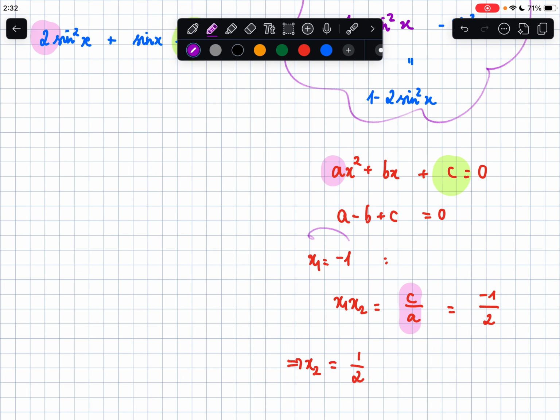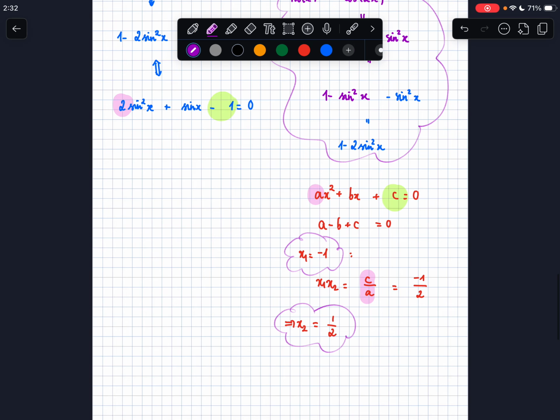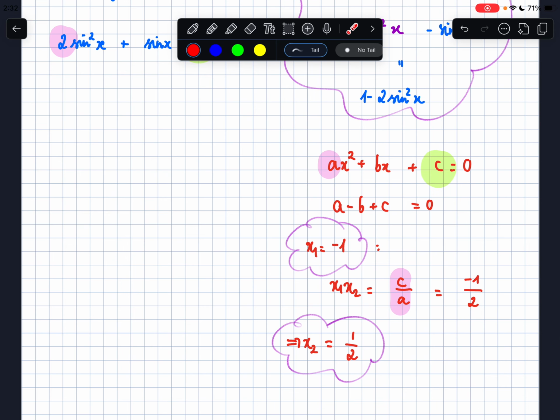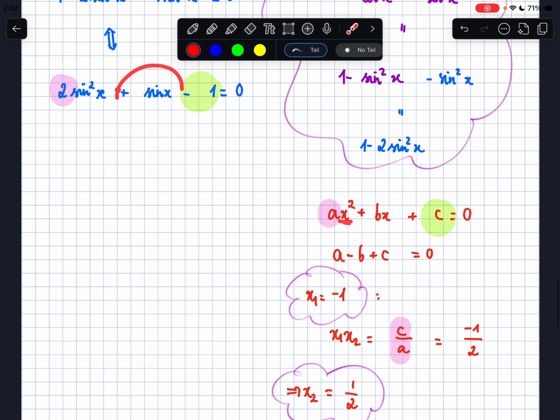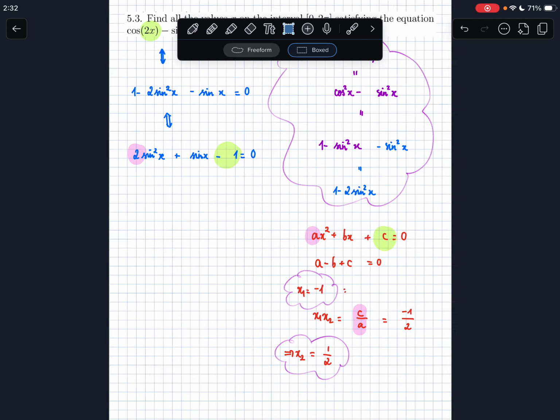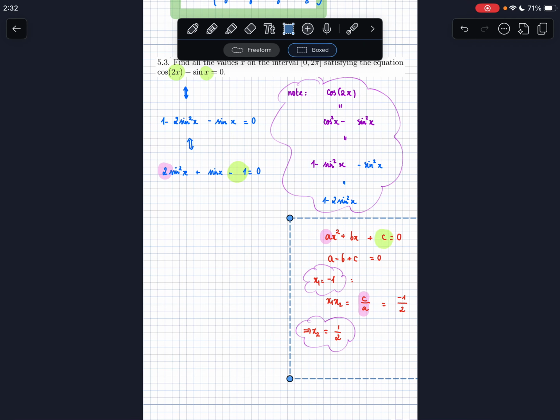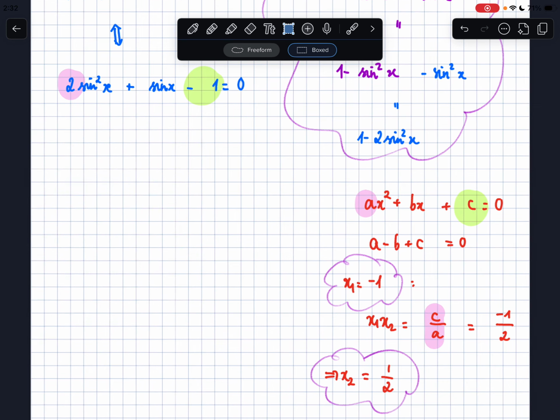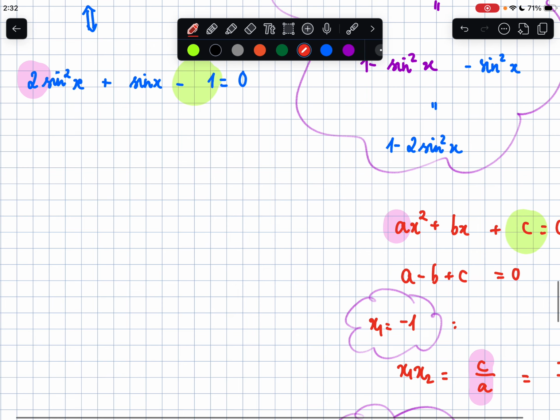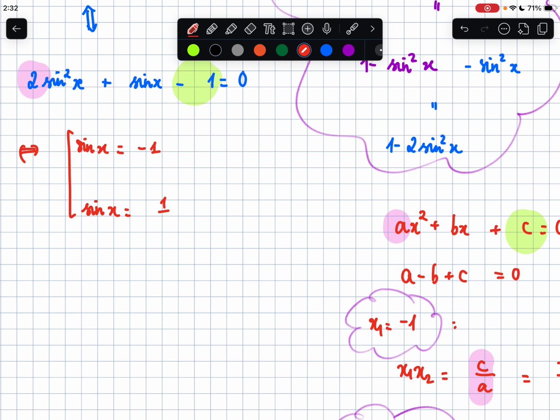So I have this one is the first one, this one is the other one. And therefore x here is our sine of x. So you know that you would have minus 1 and 1/2: sine of x is minus 1, or sine of x is 1/2.